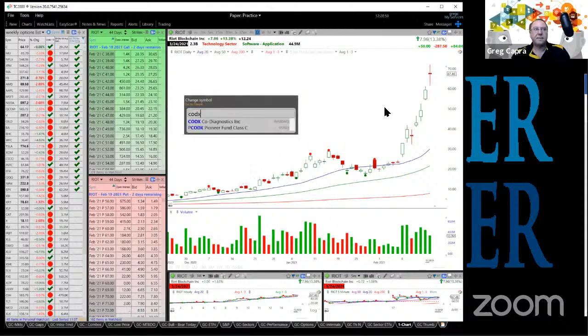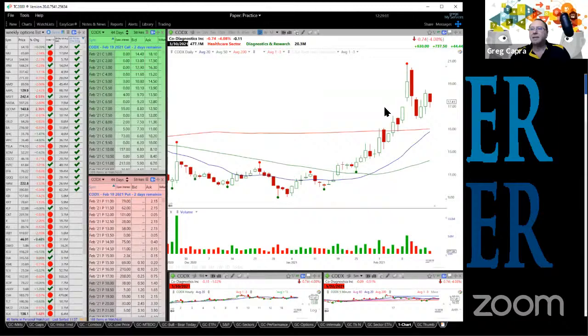CODX. Daily buy setup yesterday triggered. It is a little extended, I think. What do you think about it? So this is a little extended.